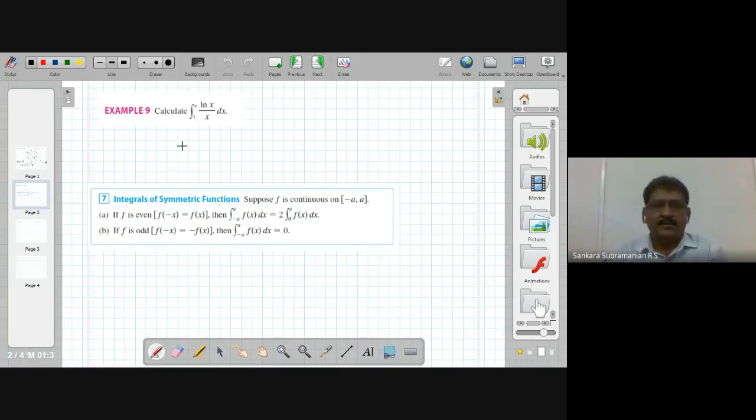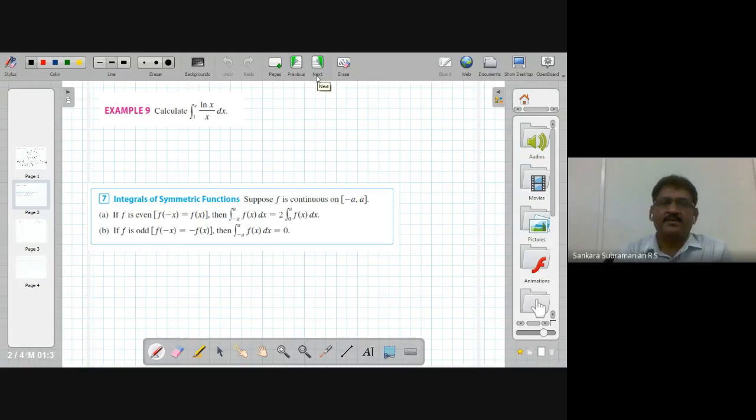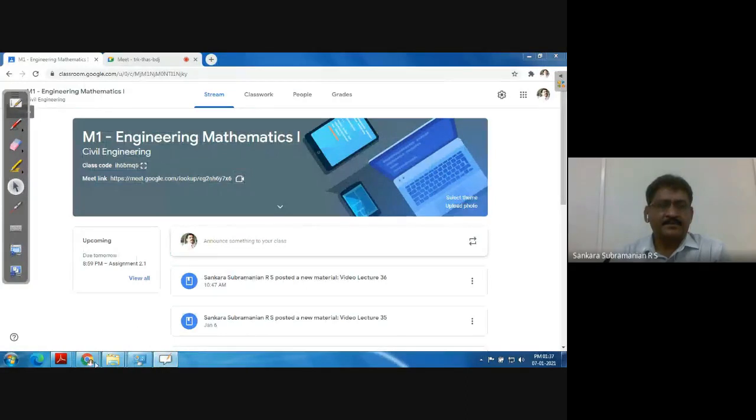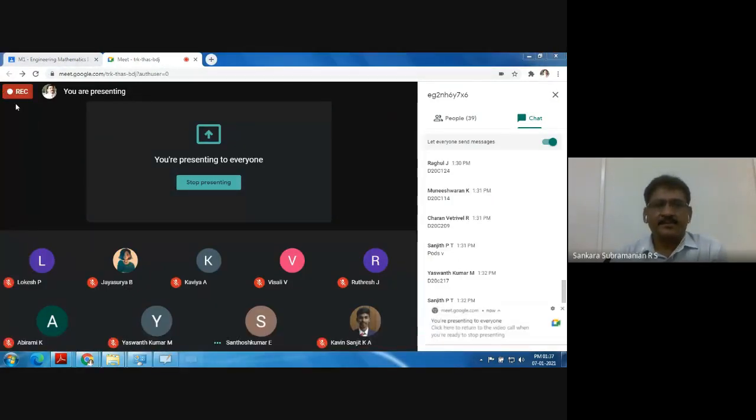Okay, can you do this problem? Calculate the integral of ln x by x. Put log x equal to t. Very good. So you can make the advantage, right? So this is good.